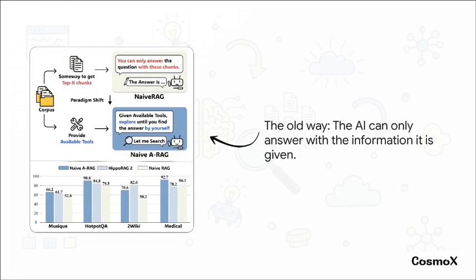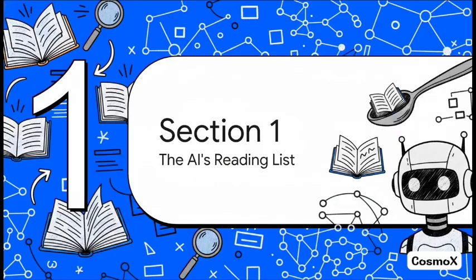You see, the old way of doing things, which is what you're looking at here, is kind of like treating the AI as a junior researcher who you have to spoon-feed everything. You just hand it a stack of documents and say, okay, you can only use these to find the answer. And if the key piece of info isn't in that stack, well, the AI is completely stuck. It's got nowhere else to go. So that brings us to our first section, the AI's reading list. Let's dig into exactly how this whole spoon-feeding approach, which is more formally known as naive RAG, actually works.